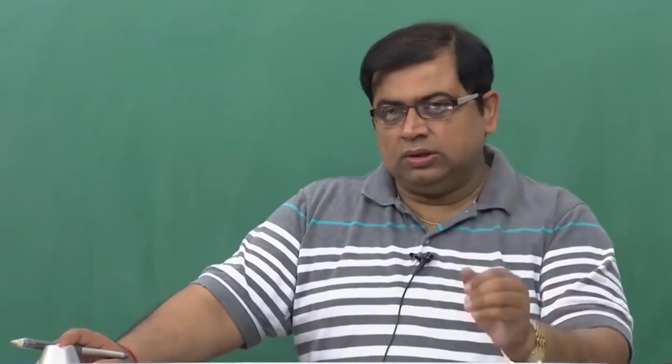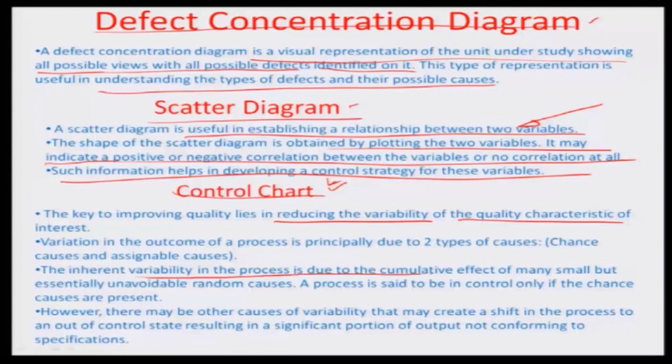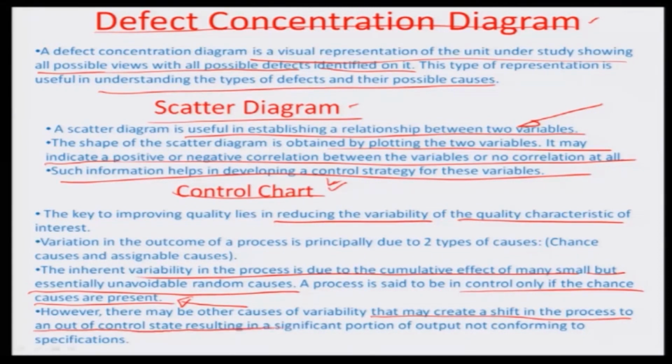So who will control this? Sometimes there is a statistical control available along the length and breadth of the process, which is called the control chart. The variability in the process is due to a cumulative effect of many small but essentially unavoidable random causes. A process is said to be in control only if chance causes alone are present in the process. However, there may be other causes of variability that may shift the process to an out of control state, resulting in a significant portion of the output not conforming to the specification laid out, the ones known as assignable causes.